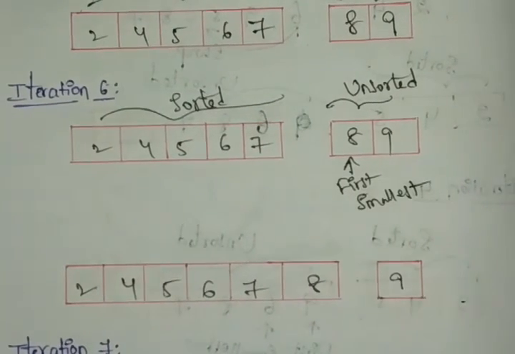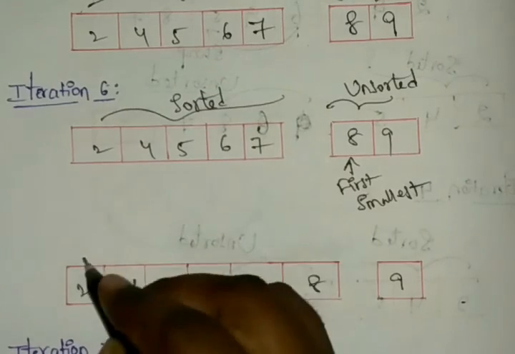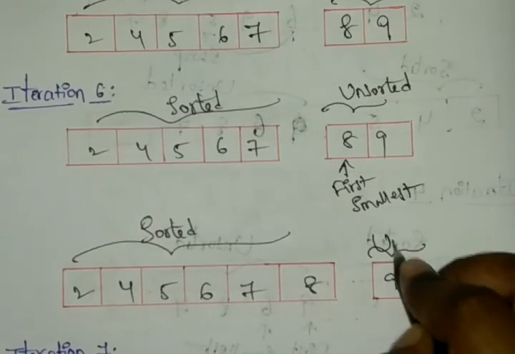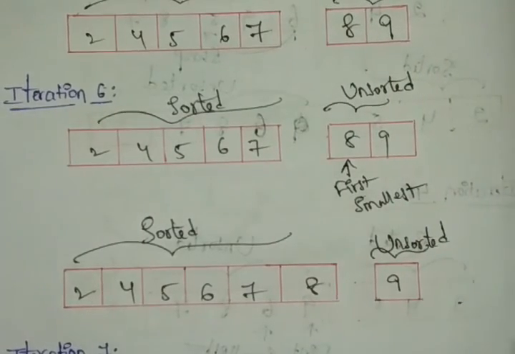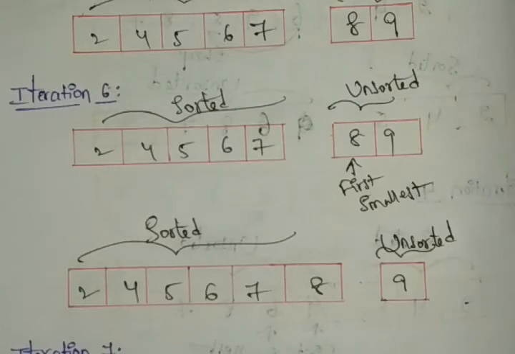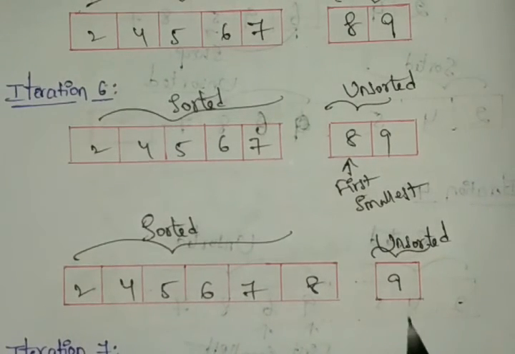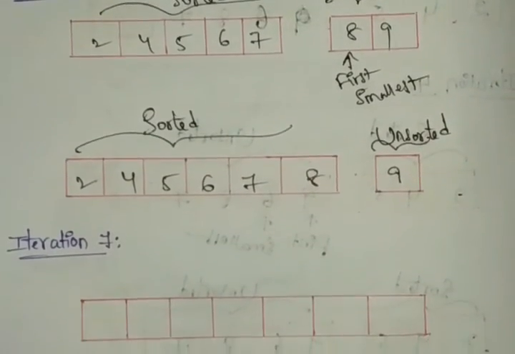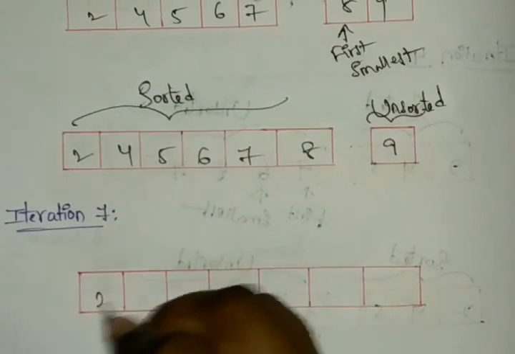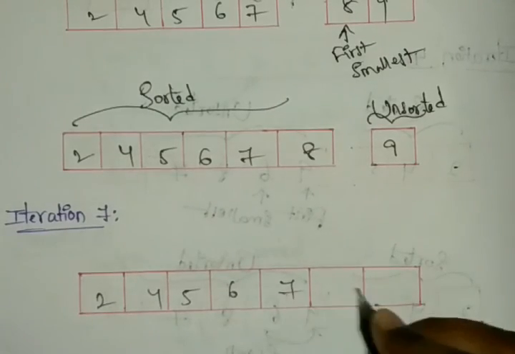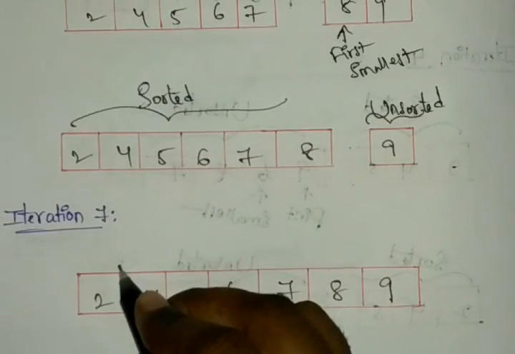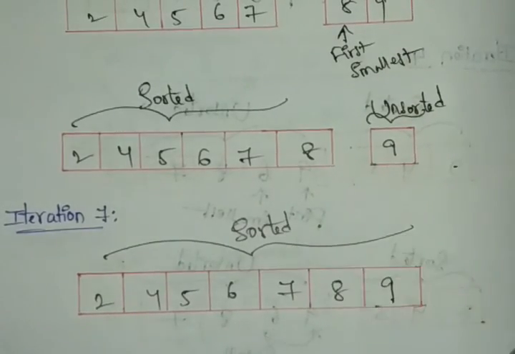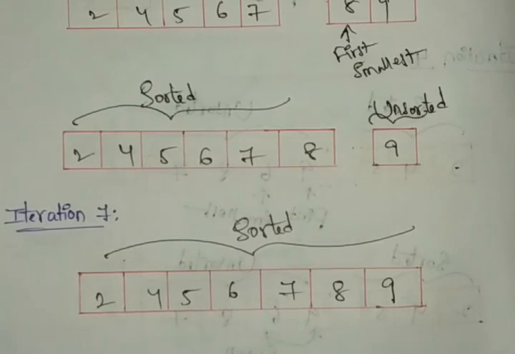And here we are left with the one number, that is the 9. Now these are all the sorted list, and this is our unsorted list. At last you can see whatever unsorted number you have is automatically joined into our list. So then you can make all the numbers in one list format. These are all sorted elements.